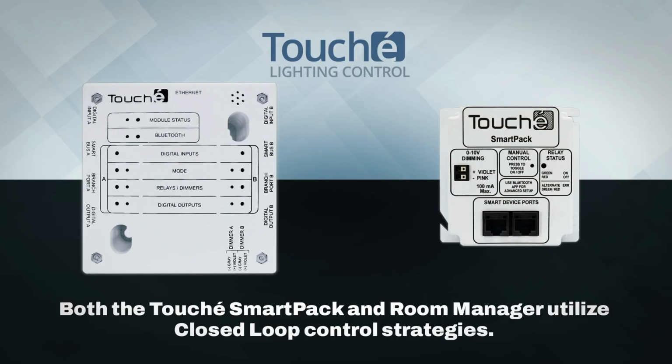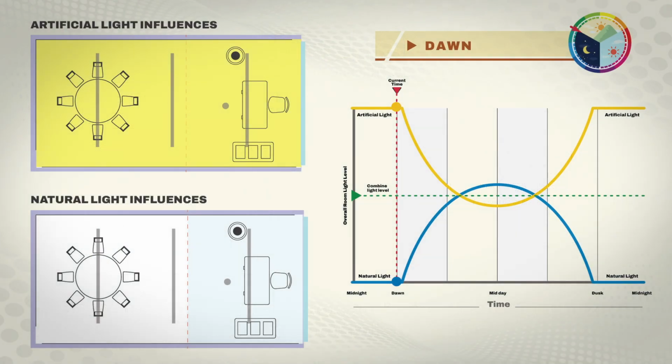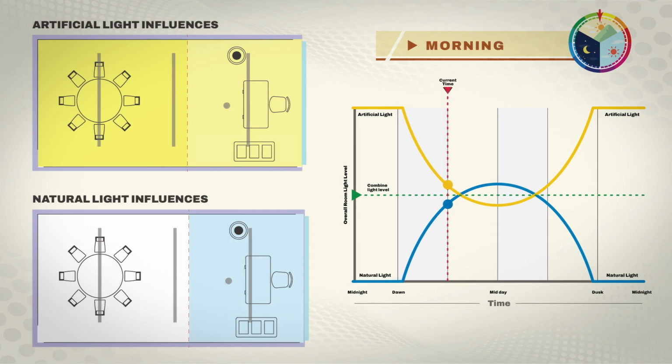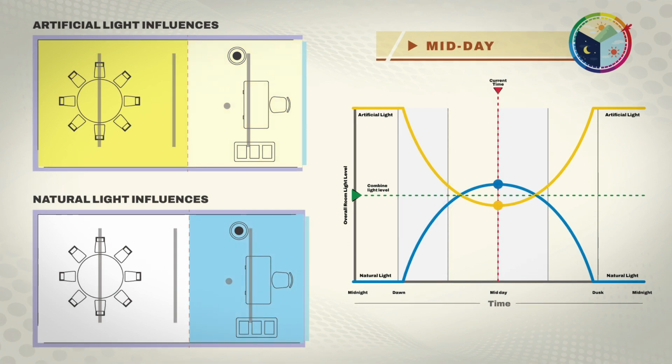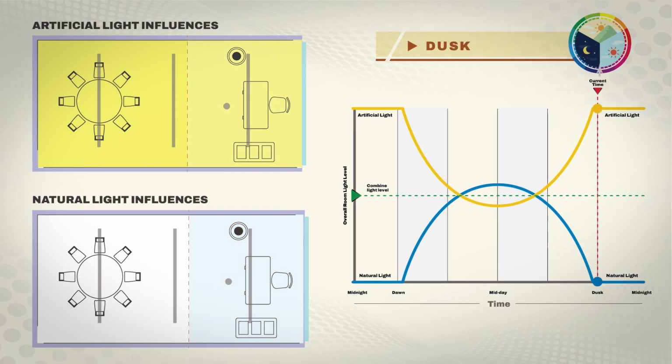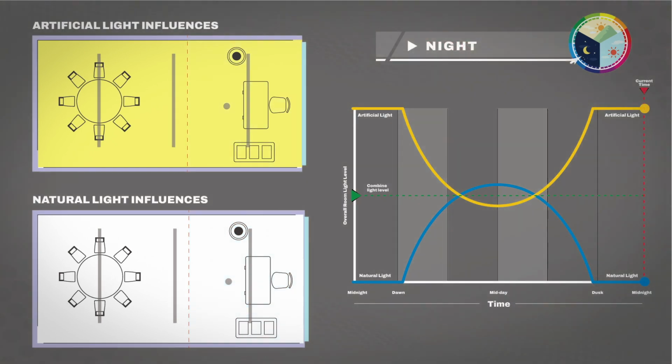Open-loop systems and closed-loop systems can both function properly, but closed-loop systems provide for an easier installation, setup, and calibration, and ultimately better end-user comfort. This is why Touche uses closed-loop daylight harvesting for both the Room Manager and the Smart Pack. Either device can be used to control the daylight harvesting fixtures using the closed-loop control method so that the artificial lights will dim up and down throughout the day in order to maintain a desired lighting level while reducing energy costs.